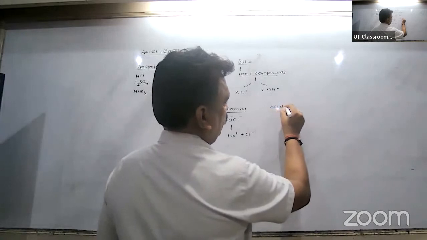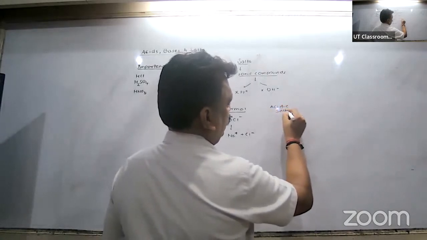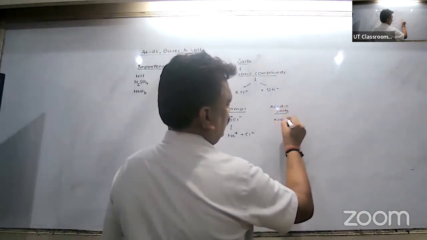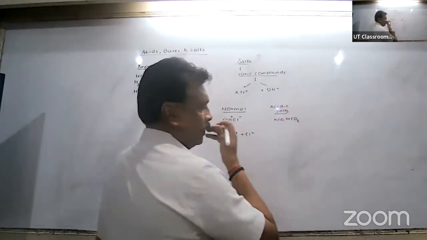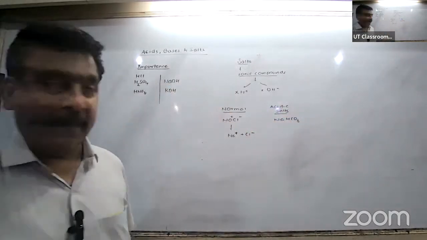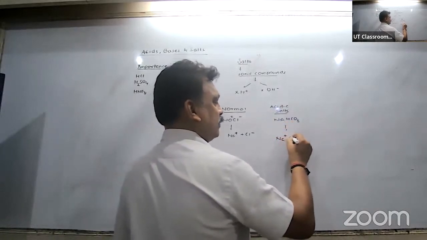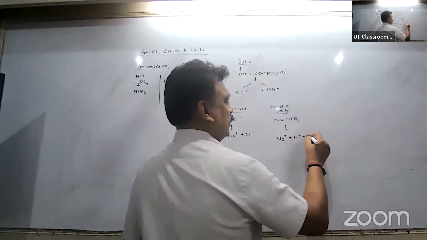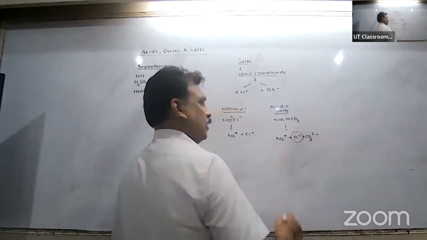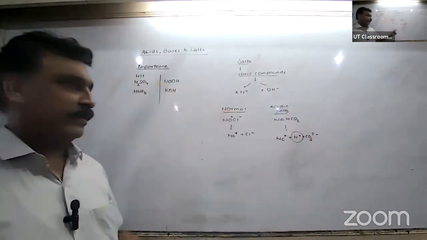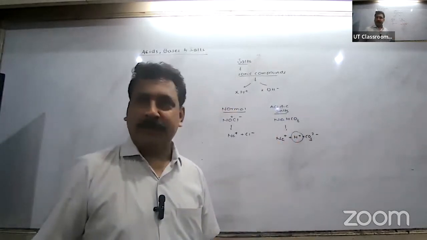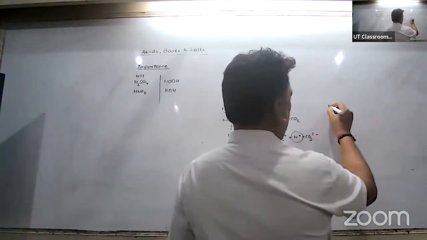Second, we have acidic salts. What are acidic salts? Acidic salts are those salts which have H plus ions along with them, like sodium bicarbonate. What happens to sodium bicarbonate when you put it in water? You get Na plus, H plus ion, and CO3. So along with the positive ion, it gives H plus ion over here. Acidic salt. What is a basic salt?